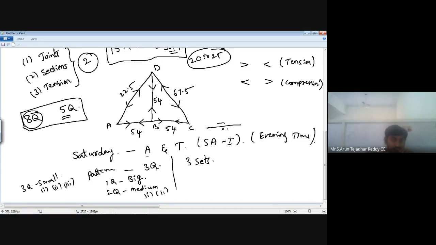3 questions. First is a big question, only 1 question, that is 15 marks, and medium, that is 1 and 2. Next, small questions 1, 2, 3, and 3 sets. 3 sets means suppose your class strength is, just assume, 60 students. In that 60 students, I'll divide 20, 20, 20 as batches. First 20 members, first batch.